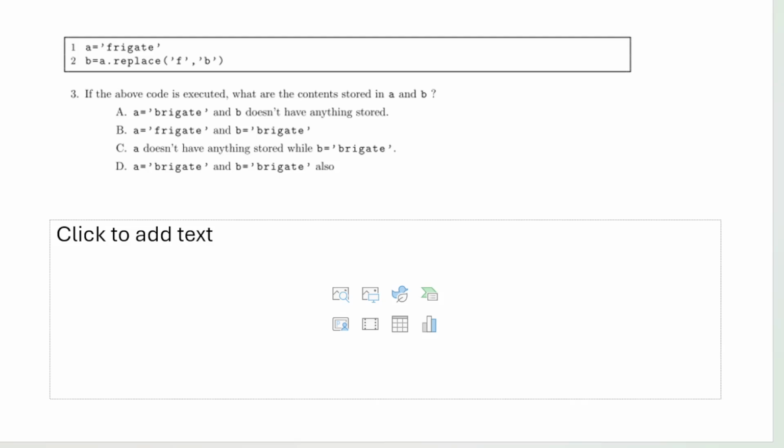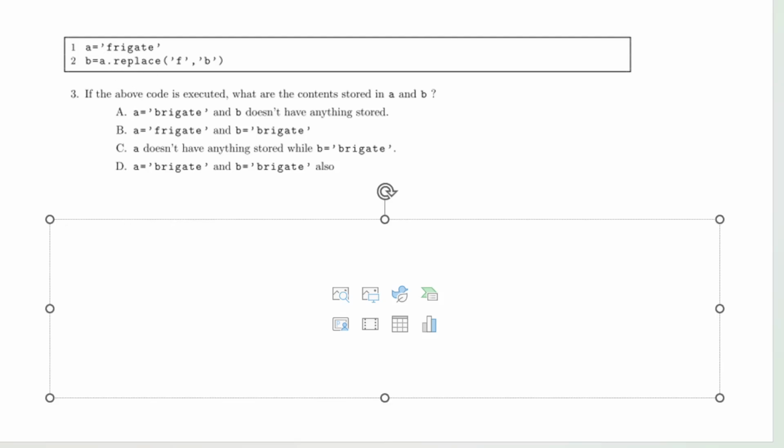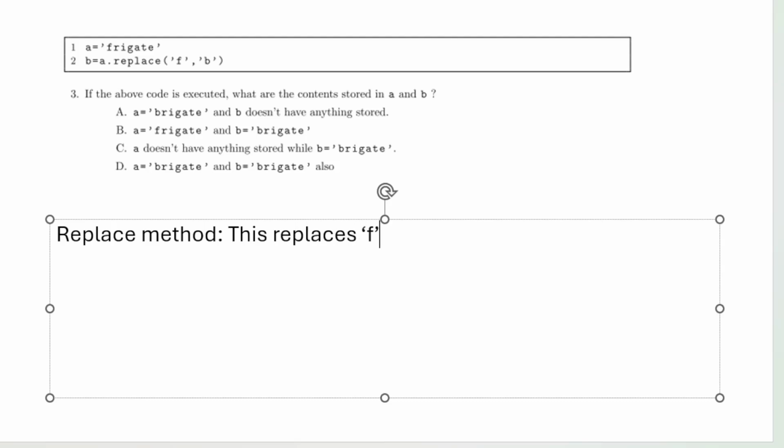Okay, so this one is about some methods. When you have a dot with something, that's called a method of an object. So this is about what the replace method does. And simply put, it just replaces one letter by another. So this replaces F by B, because if you do dot replace F B, it just simply replaces F by B.